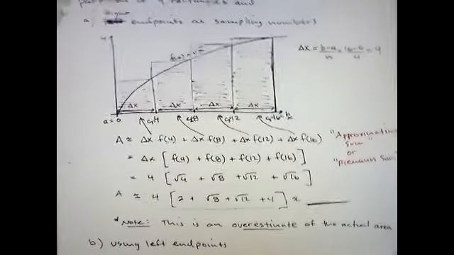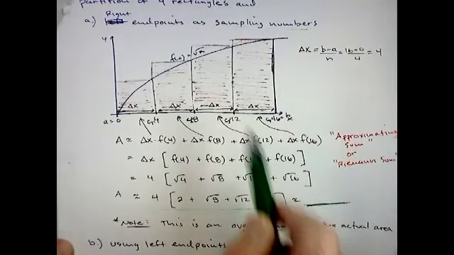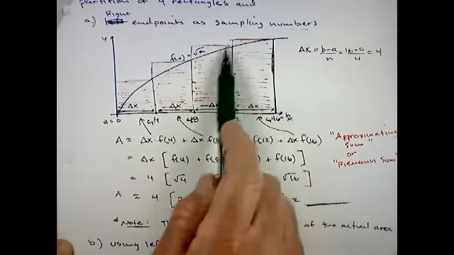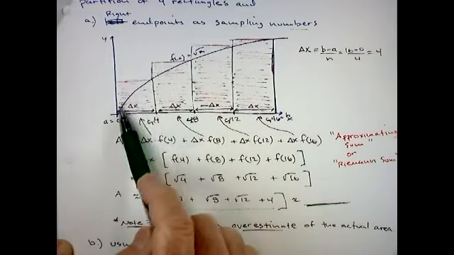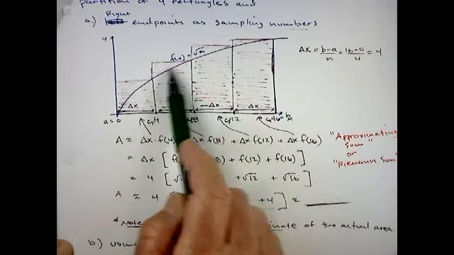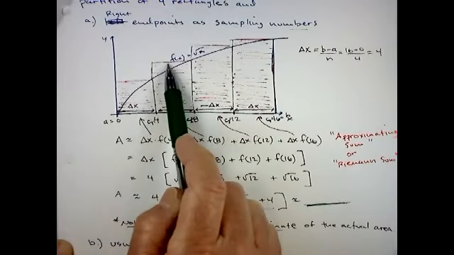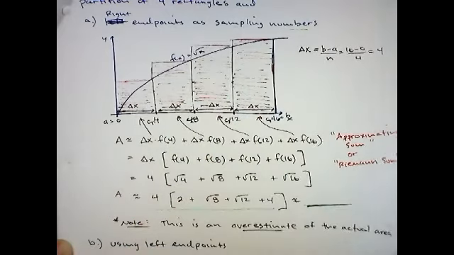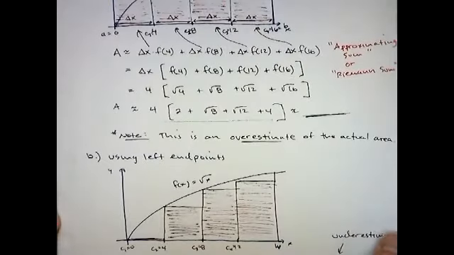Now, you can tell from this estimation, whatever number I get here, it's clearly an overestimate of the actual area under the square root curve, right? These rectangles are way above the actual graph. So in this case, this is an overestimate of the actual area.